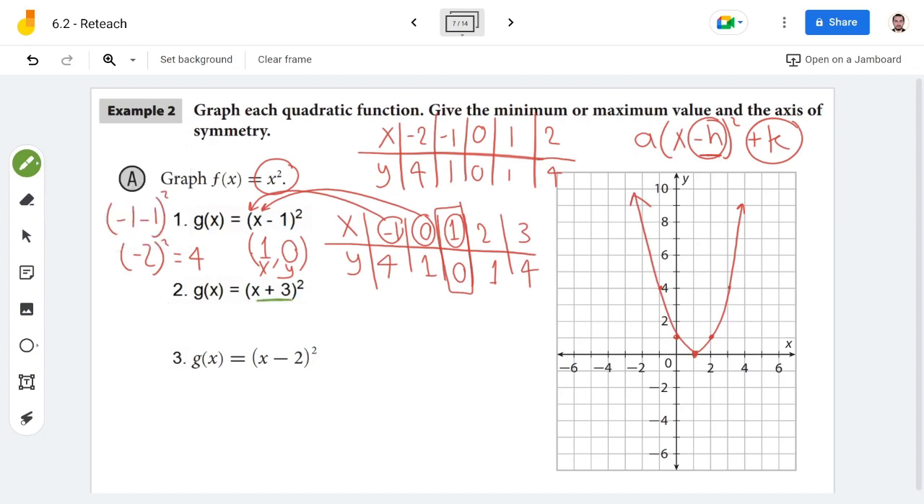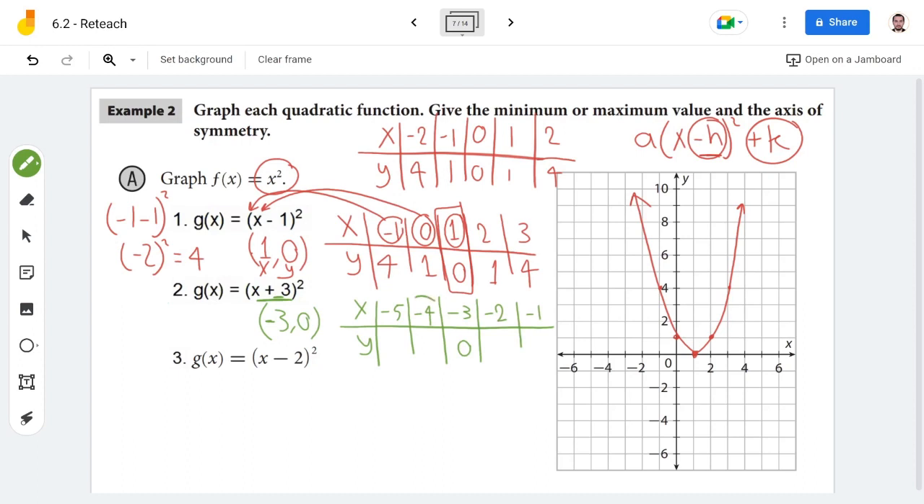So first step, identify h and k. H always opposite sign. H here is +3, so I have to take it as -3, right? And k is 0. Then make your table, x, y. Put in your table in the middle, -3 and 0. Now pick 2 points less than -3. Less than -3, don't tell me -2 or -1. Those are greater than -3. Less than -3 means -4 and -5. And greater than -3 is -2 and -1.